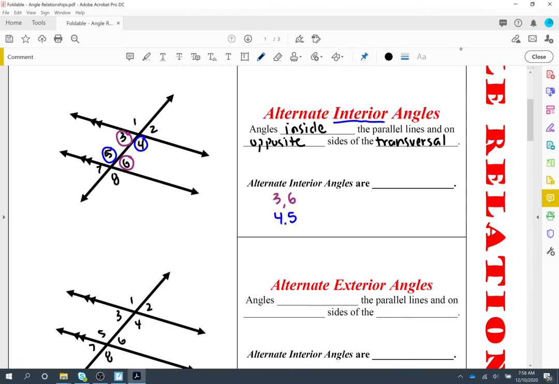Now, alternate interior angles are also congruent. So I know the measure of angle 3 is the same as 6, and I know the measure of angle 5 is the same as 4.